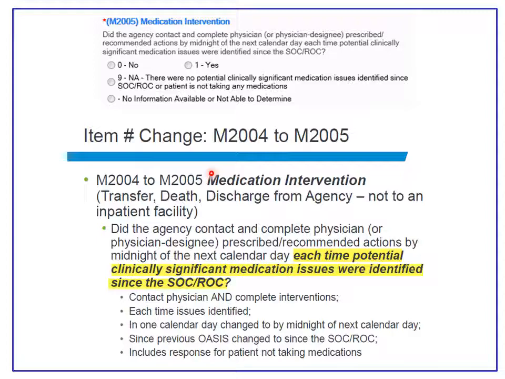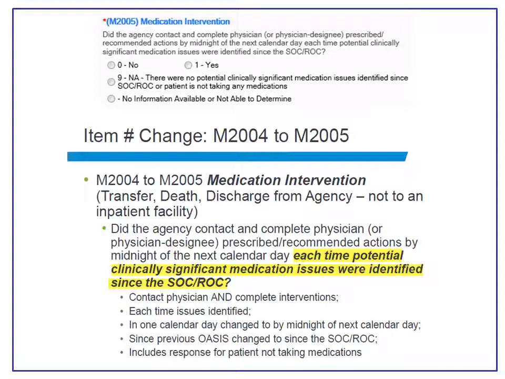You know, the 9 NA, there were no potential clinically significant med issues identified since the start of care, resumption of care, or the patient's not taking any meds. And then, of course, the dash, no information available. This should not be used often, and it cannot be used as just a quick way to get past this question, although that'd probably be nice.